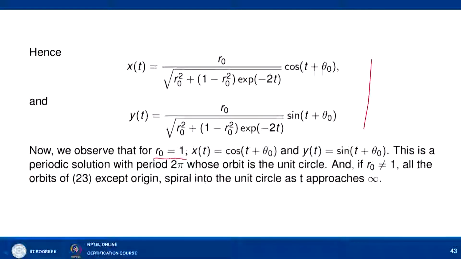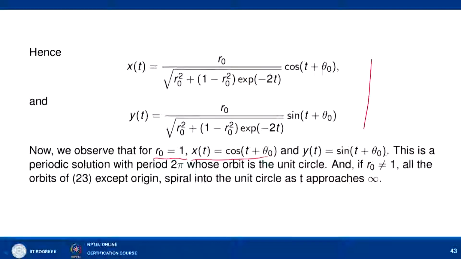Now once we have a solution then it means that we can draw the orbit also and then we conclude something. Now here we simply say that if we take r naught equal to 1, that initial condition, if we take the initial point lying on the circle x square plus y square equal to 1, r naught equal to 1 means that x naught square plus y naught square equal to 1. So in that case your x(t) is equal to cos of (t plus theta naught) and y(t) equal to sin of (t plus theta naught).